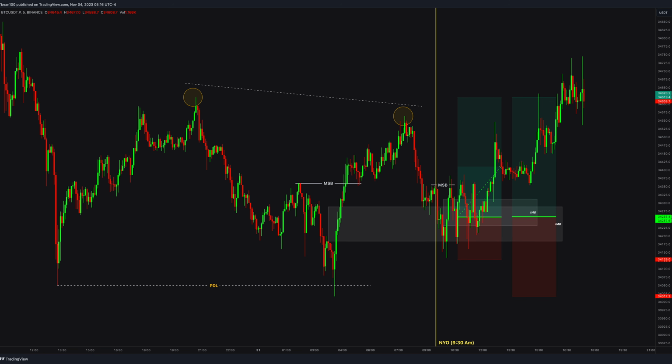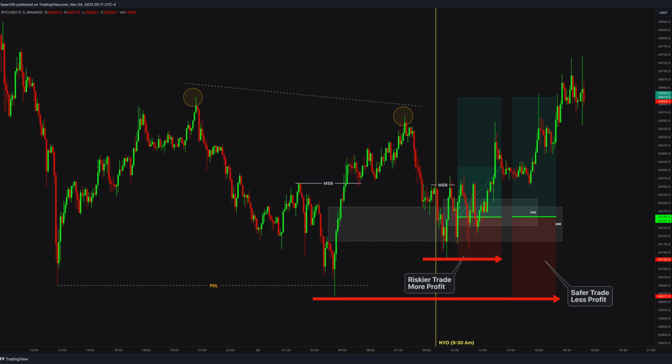What kind of trades can you take? First of all, there are two ways. The riskier trade will have a much tighter stop loss. As you can see, we are using the low that creates the inner market structure break.